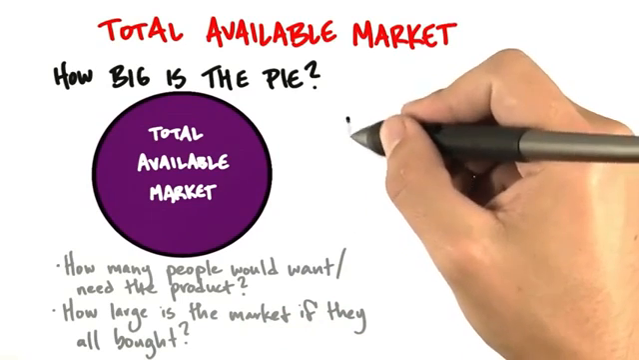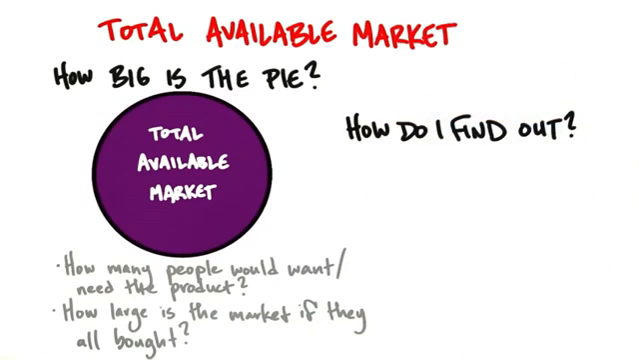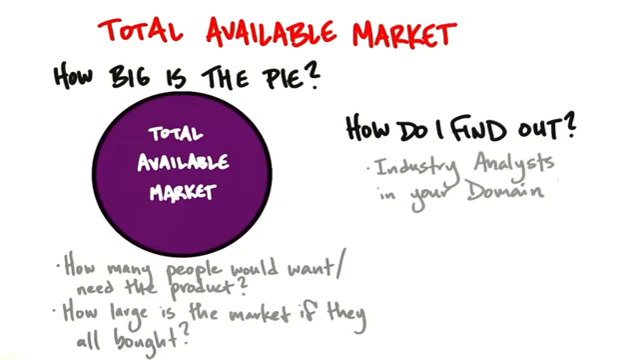And the question is, okay, how would I find out? In different industries, there are analysts that specialize in vertical markets. In enterprise software, it's Gartner and Forrester. In video games, it's the NPD Group. In consumer research, it's Nielsen. If you want to understand how many web and mobile startups there are, you go to the Startup Genome Project, etc.